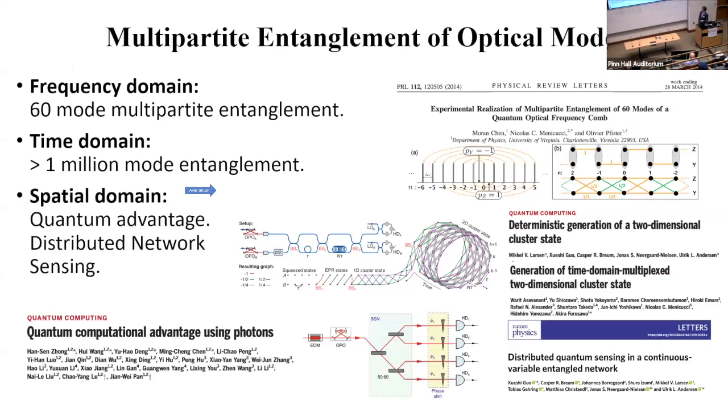Then, of course, there's the brutal way: spatial domain multiplexing. You simply build 100 of the same thing and put them together. This is the famous paper from USTC China, where they have, I think, 25 or 50 of Olivier's squeezing generators, and a full room of interferometers. It's a very fancy experiment, and they demonstrated quantum computing advantage.